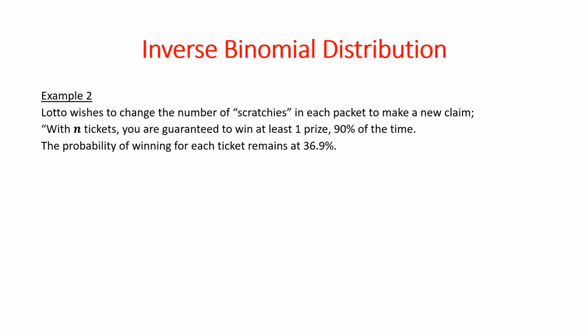Lotto wishes to change the number of scratchies in each packet to make a new claim. With N tickets, you are guaranteed to win at least one prize 90% of the time. The probability of winning for each ticket remains at what we calculated in the last example, P for probability of success, which is 36.9%. So in this example, we don't know how many tickets are in each packet. N is the one we're missing.